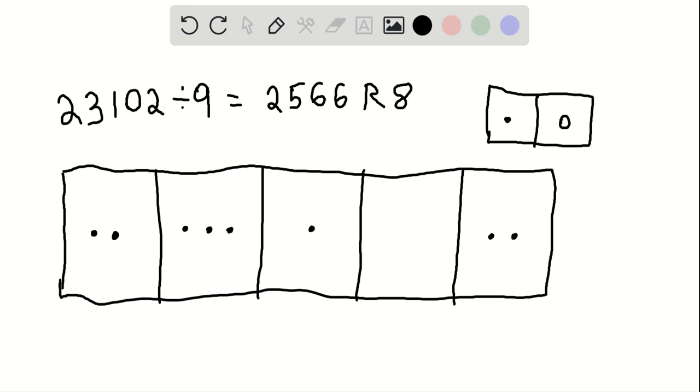So we're saying that 23,102 divided by 9 is equal to 2,566 with a remainder of 8. So why does this trick work? And would it always work? Well, we're going to explore this using exploding dots and using a 10 to 1 machine here.